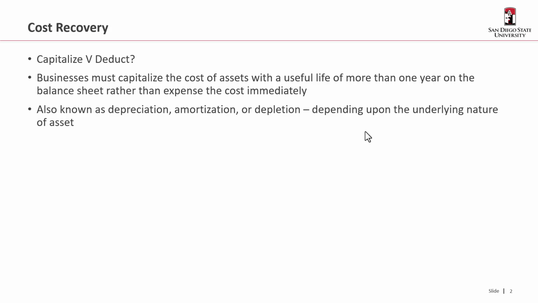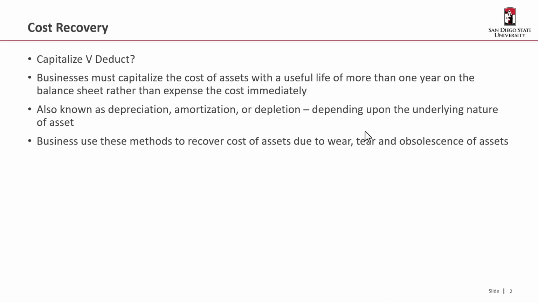So we call it, as I mentioned, depreciation, amortization, or depletion. And that depends on the underlying nature of the asset. Depreciation, we generally associate with real or personal property, amortization with intangible property, and depletion with natural resources.